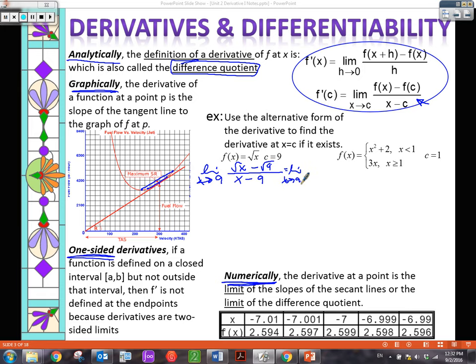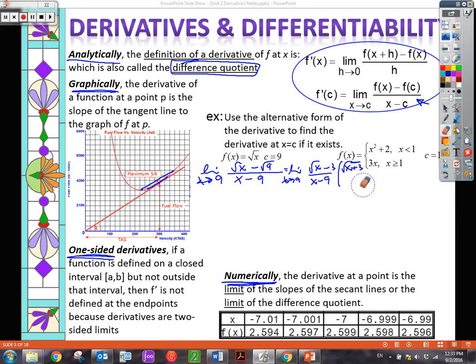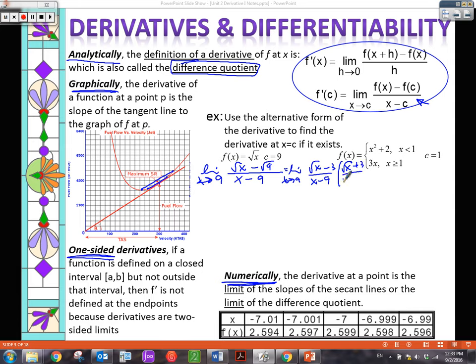So we know square root of 9 is 3, so we get square root of x minus 3 over x minus 9. Thinking about different techniques to solve this limit, I would multiply by the conjugate of the numerator. That's what I would try. So let's do that. So square root of x plus 3, over square root of x plus 3.